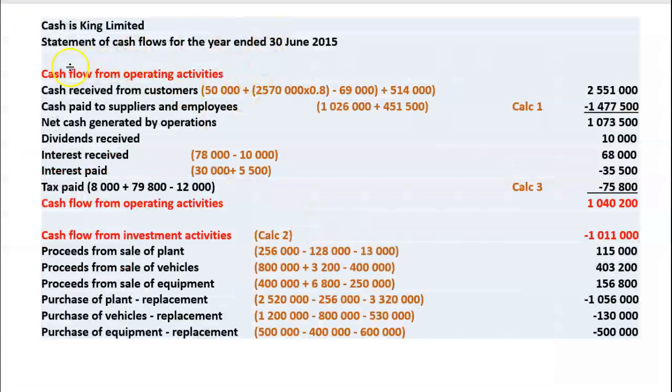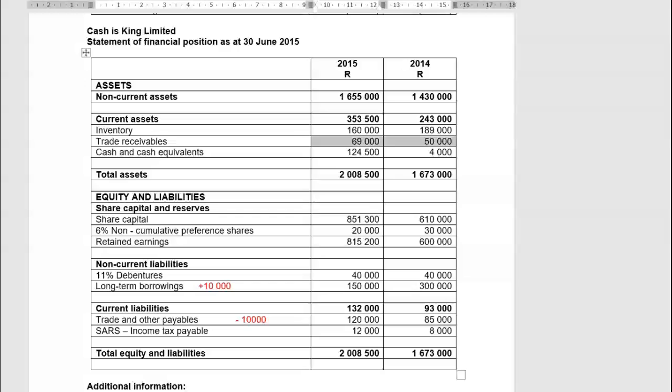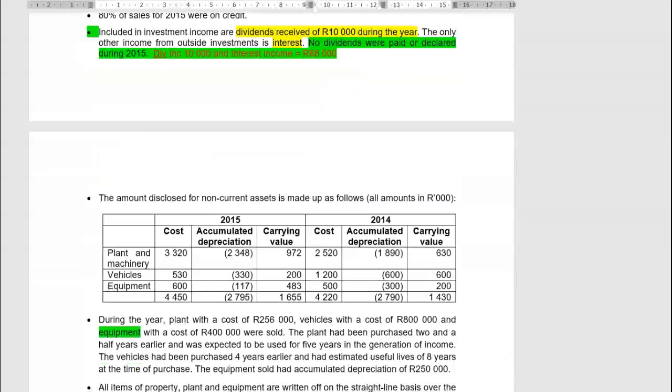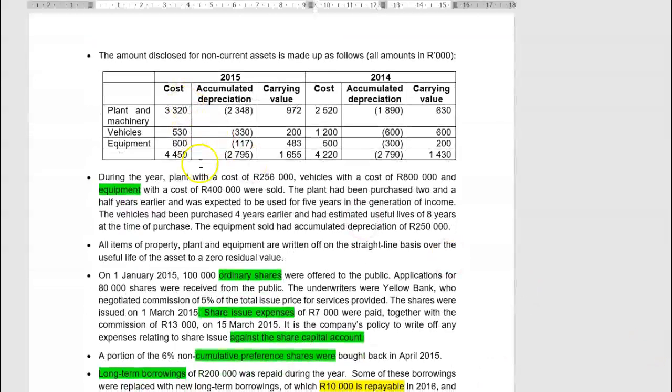Let's see, this one is a bit bigger. Cash received from customers 2,551. The next line item is cash paid to suppliers and employees. But before we get there, let's do our PPE accounts first. Why? Because there's a lot of non-cash flow items as well as our investing activities information coming out of those notes.